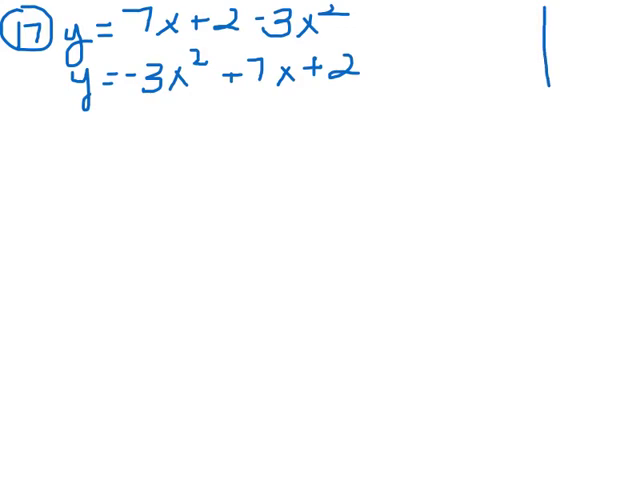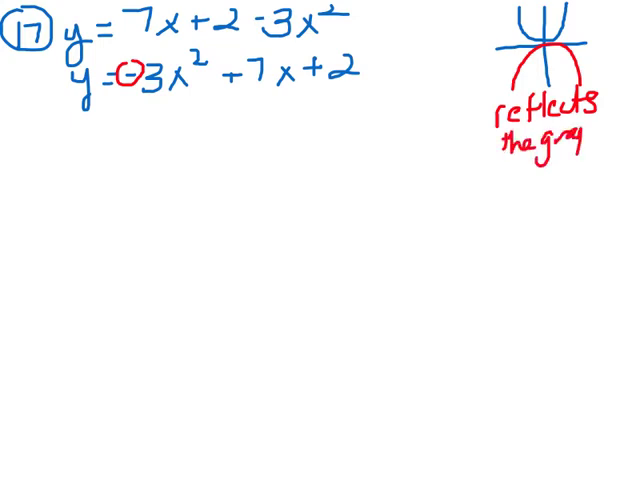And if you remember, I mentioned this the other day, but most of these open up. But when there's a negative out front, we know this graph is going to open going down. That's what the negative out front does. It reflects. Make sure you make notes on this on your paper. It reflects the graph across the x-axis.